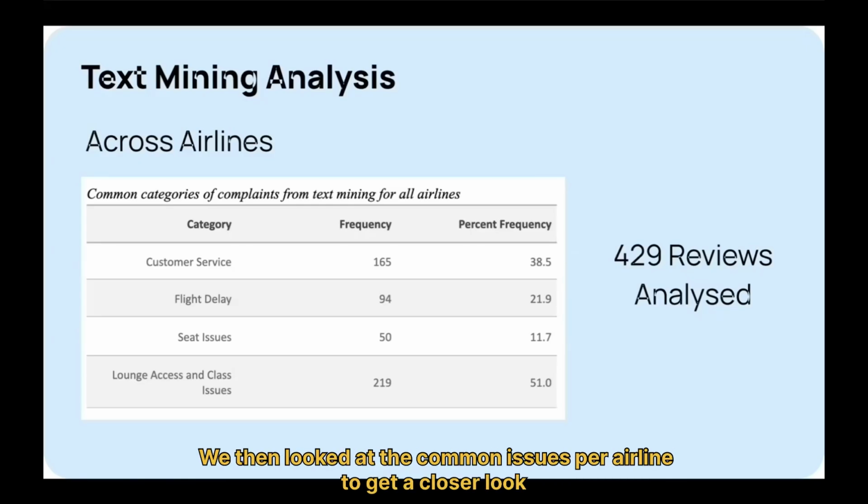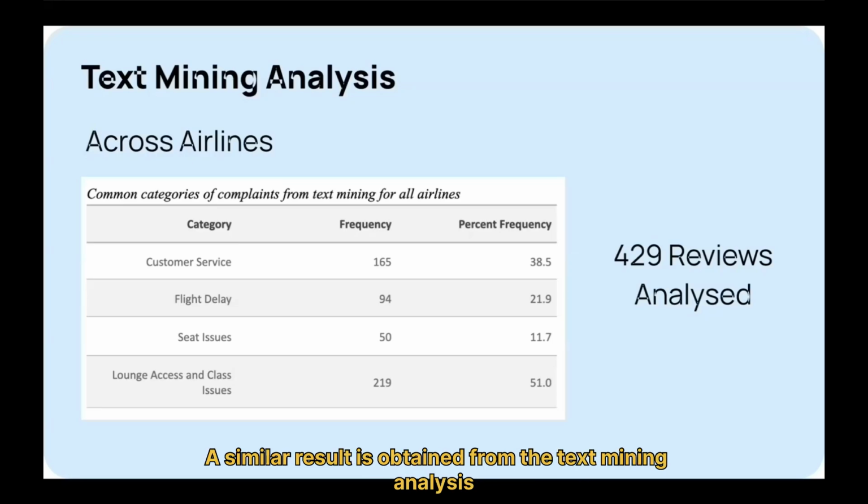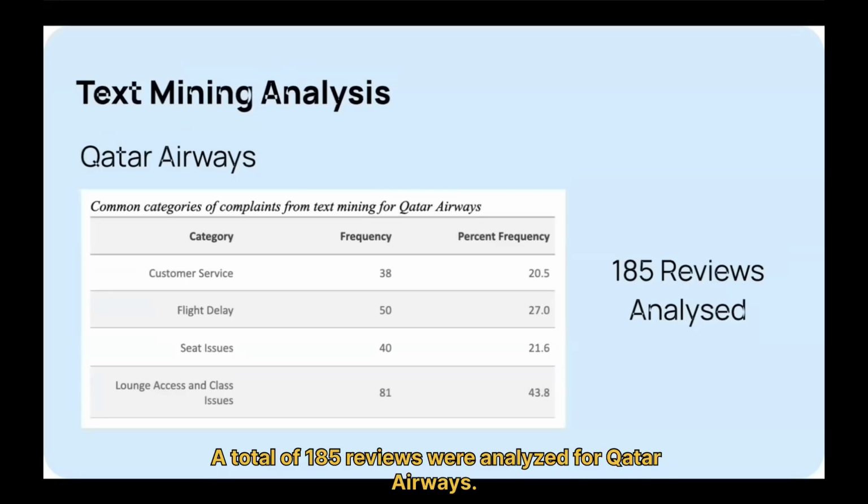We then looked at the common issues per airline to get a closer look at the common complaints among the different airlines. We analyzed the common complaints for Qatar Airways and Singapore Airlines. A similar result is obtained from the text mining analysis of the reviews per airline. We first analyzed the reviews for Qatar Airways. A total of 185 reviews were analyzed for Qatar Airways. The result from the text mining analysis is as below.